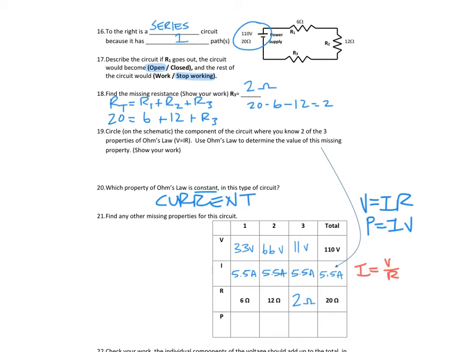And lastly here we have power. Power is, according to our equation over here, I times V. If I is 5.5 and V is 110, if I calculate that, then my power is 605 watts. If I is 5.5 and V is 11, when I multiply those two together, I get 60.5 watts. I times V, 5.5 times 66 is 363.